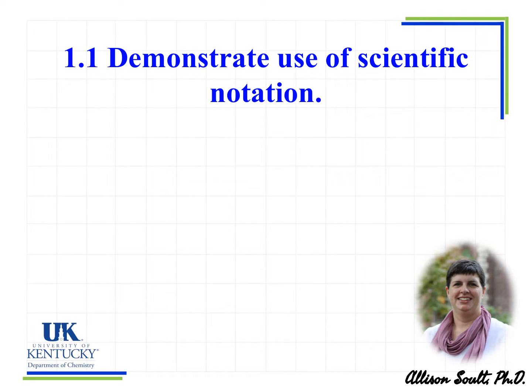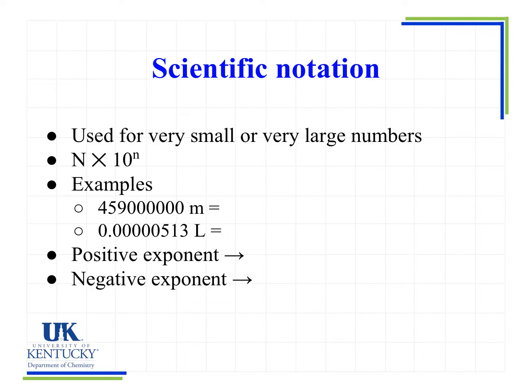This lesson will cover the use of scientific notation. Scientific notation can be used for very small numbers or for very large numbers. It's useful because it avoids the use of lots and lots of zeros in our values, which can often be hard to keep track of.